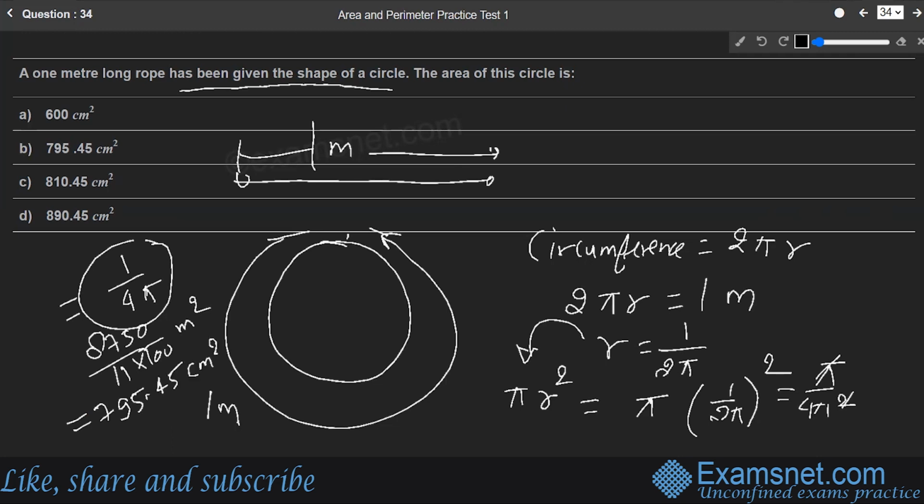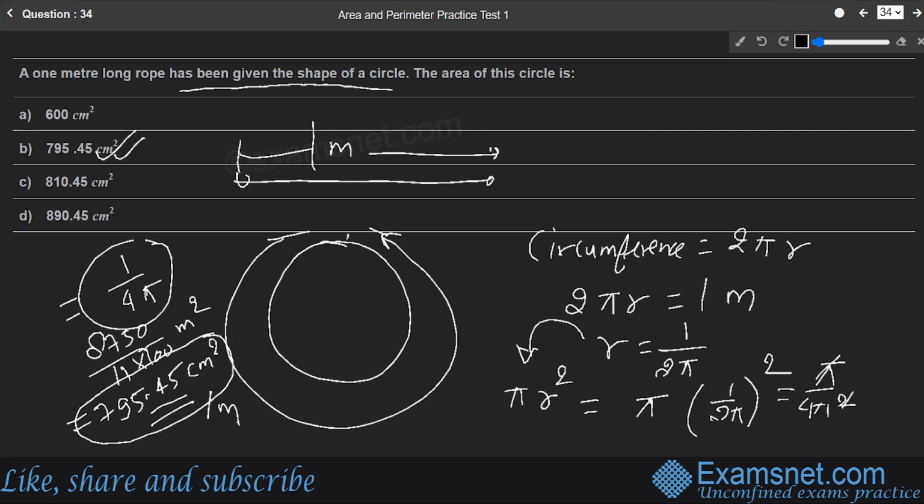centimeter square, because the things are needed to be converted in centimeter. That's why we are supposed to divide the particular area that is coming actually in meters by 100 square. So if we divide this, multiplying it by 100 square, we're going to get the value as 795.45 centimeter square, which is available in option number B.